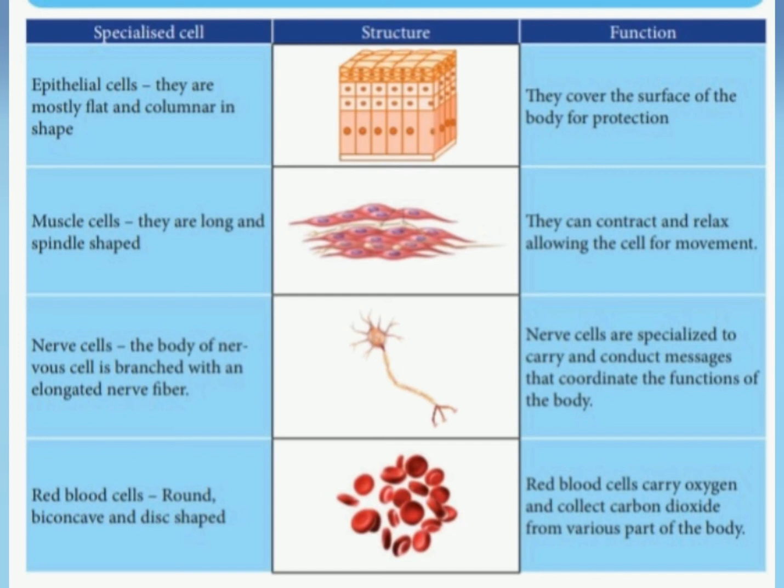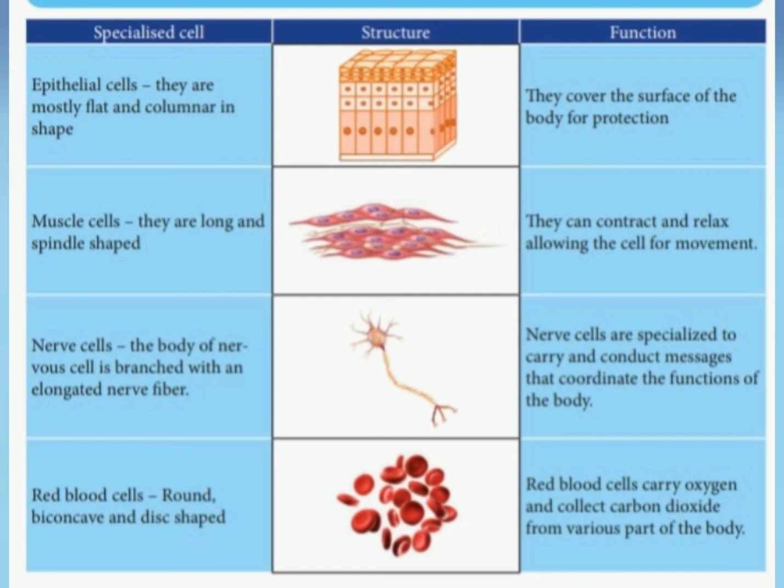Next specialized cell is nerve cells. The body of a nerve cell is branched with an elongated nerve fiber. What is the function of the nerve cell? Nerve cells are specialized to carry and conduct messages that coordinate the functions of the body.